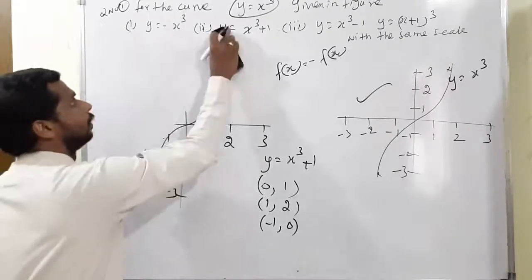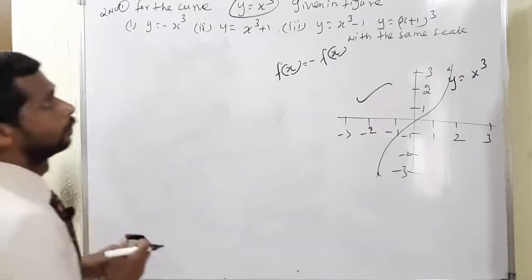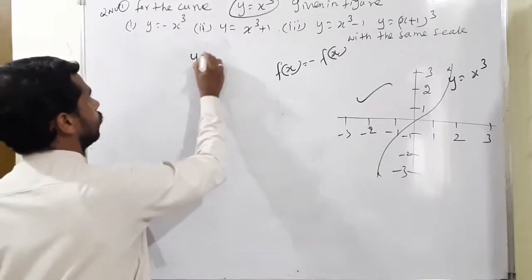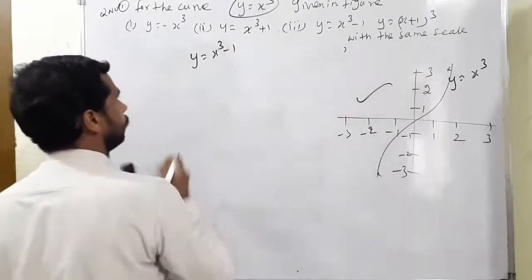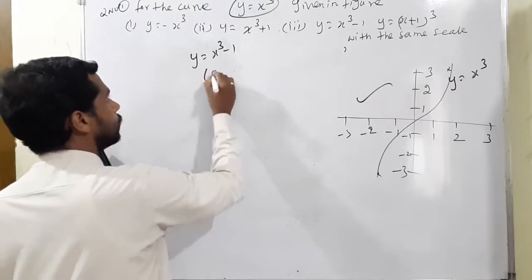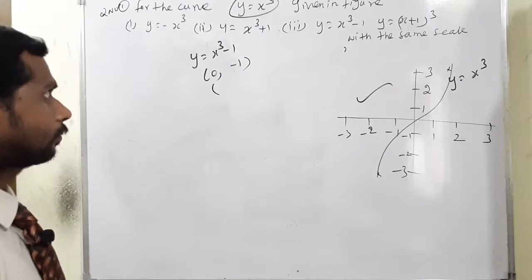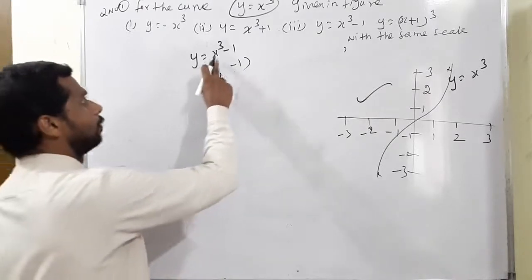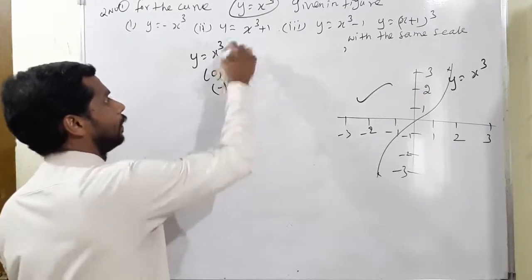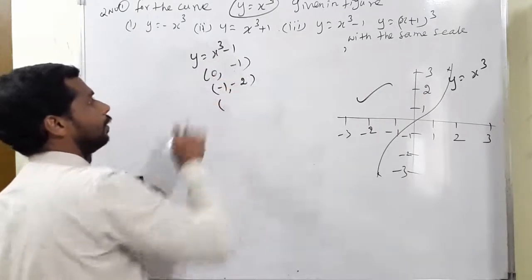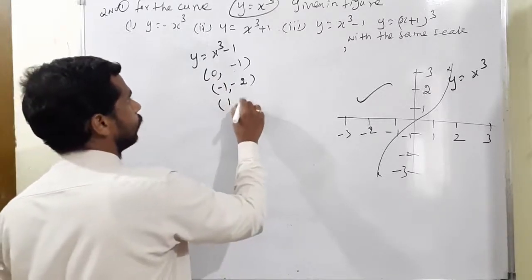Third one, x cube minus 1. So y is equal to x cube minus 1. What will happen? The same condition. x is equal to 0 means 0 minus 1, minus 1. The next case, minus 1 means minus 1 minus 1, minus 2, isn't it? Minus 1, minus 2. Then x is equal to positive 1 means 1 minus 1 is equal to 0. So 1, 0.